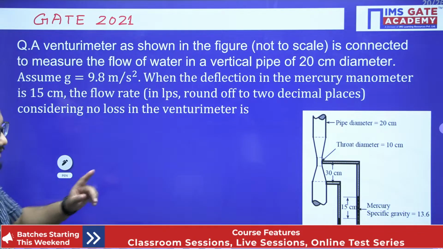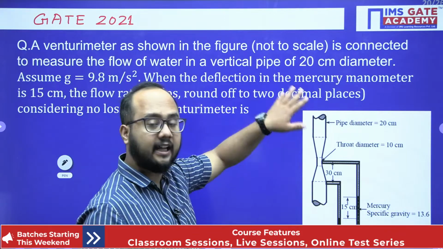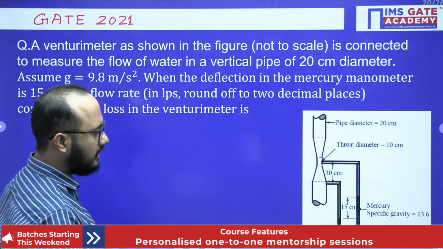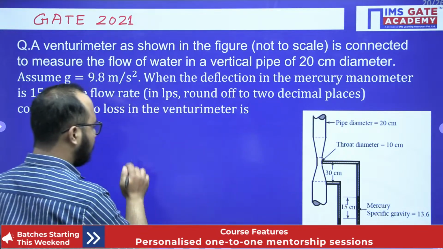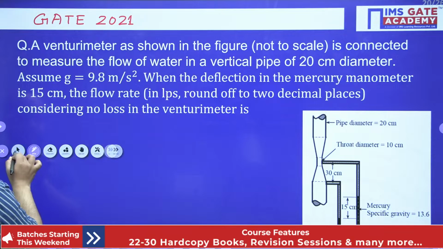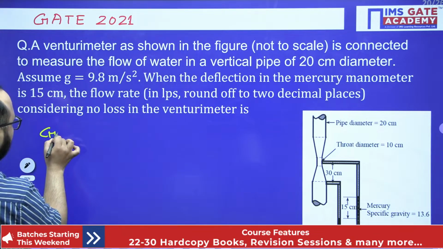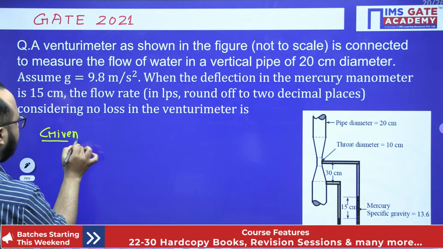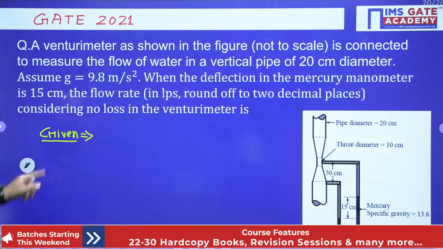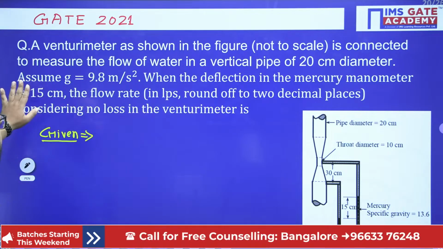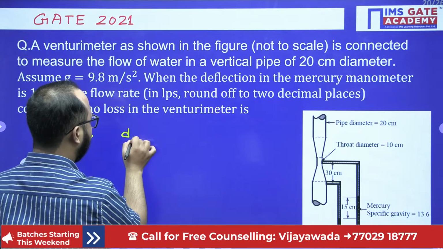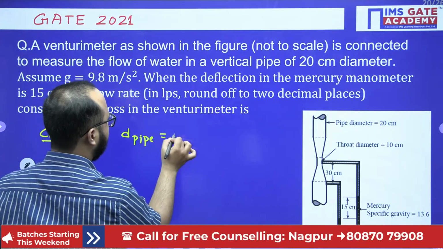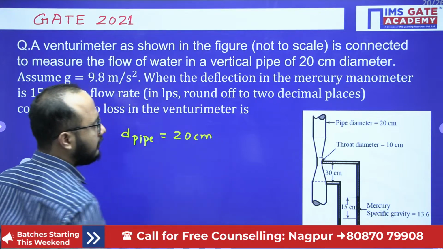So this is the venturimeter they've given, a vertical venturimeter. Manometer fluid is also given, mercury. Manometric deflection is given as 15 centimeter. So first of all I will write down the given details here. Whatever data is given in the question, I will write all those points. Venturimeter as shown in figure, not to scale, is connected to measure the flow of water. Vertical pipe having 20 centimeter dia. So dia of pipe they have given, that is 20 centimeter.